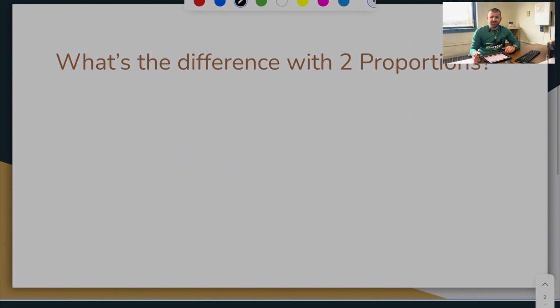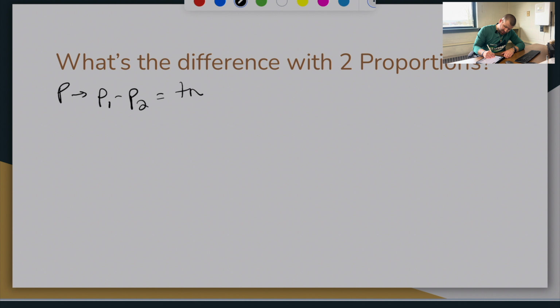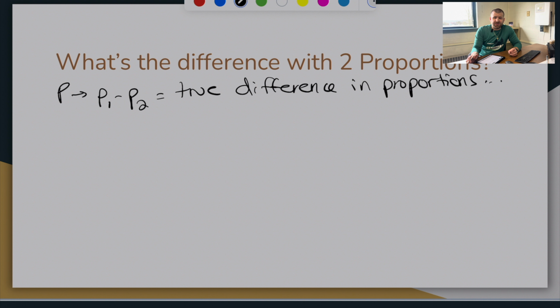So, what's the biggest difference with two proportions when we look at our acronym, PANIC? For P, what you're looking at here is it's now going to be the true difference in proportions. Again, fill in the context. So instead of just estimating one proportion, we're estimating the difference in proportions. For my assumptions, it now needs to be true for both samples instead of one sample. So both samples need to be random. Both samples need to be large enough.